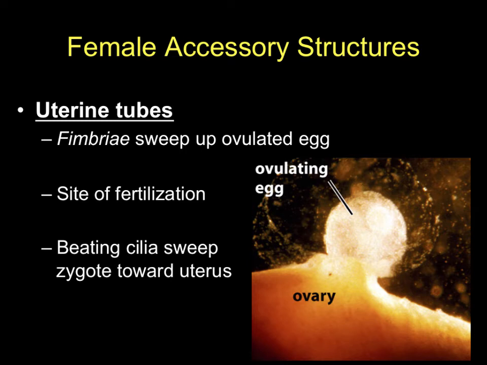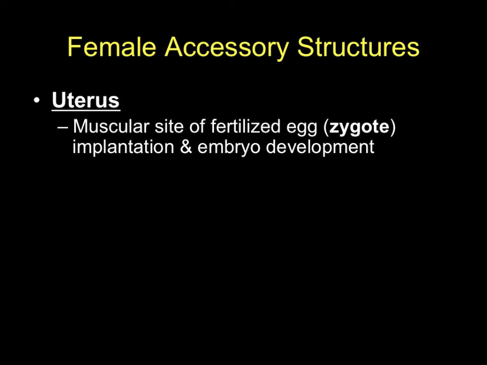And because of cilia, they're kind of continuously doing this sweeping motion. This now zygote, if a sperm cell has fertilized the egg cell, we now have a zygote, is going to move onwards down toward the uterus, where it can eventually implant.